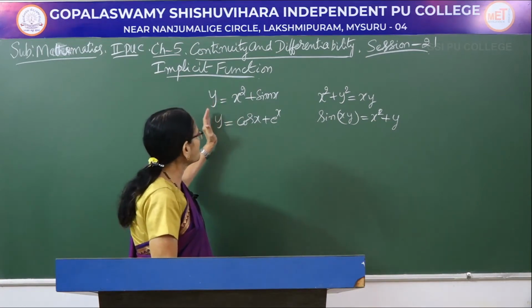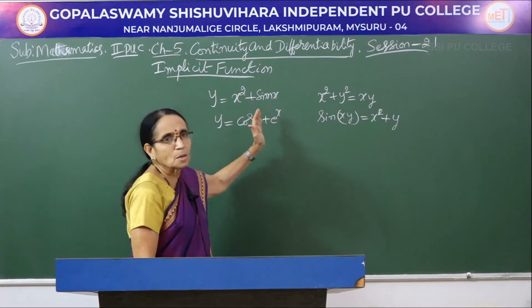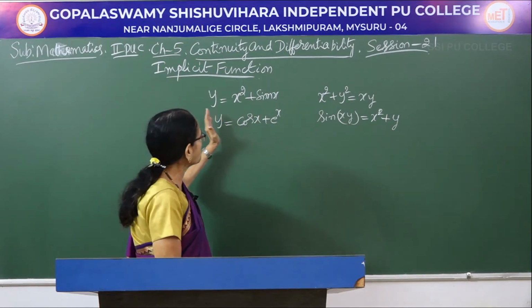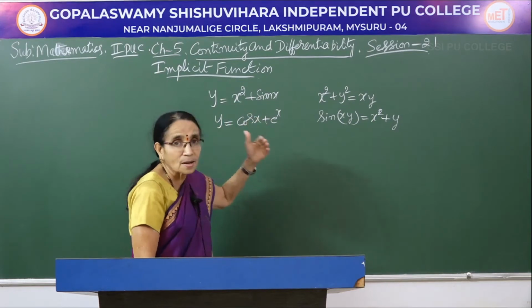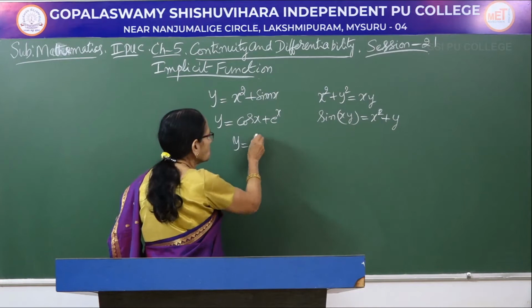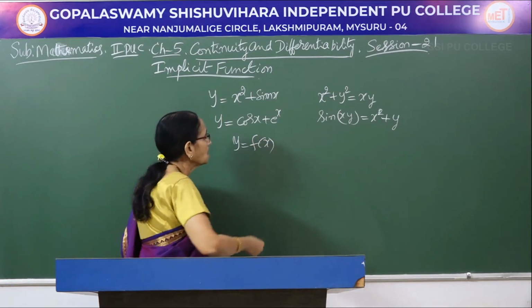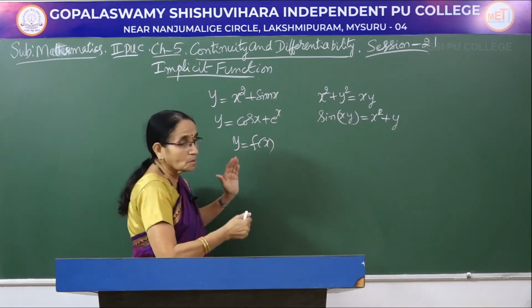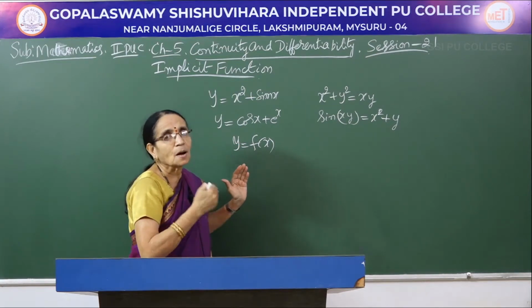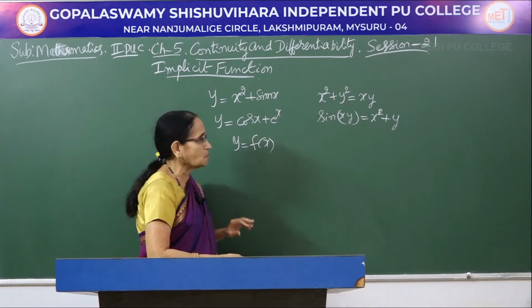Here y is on one side and all the terms containing x, the independent variable, on the other side. That is, y is expressed clearly in terms of x. So, I can write here y is equal to f(x), isn't it? Because y is, we use the word explicit, explicitly expressed or clearly expressed in terms of x.